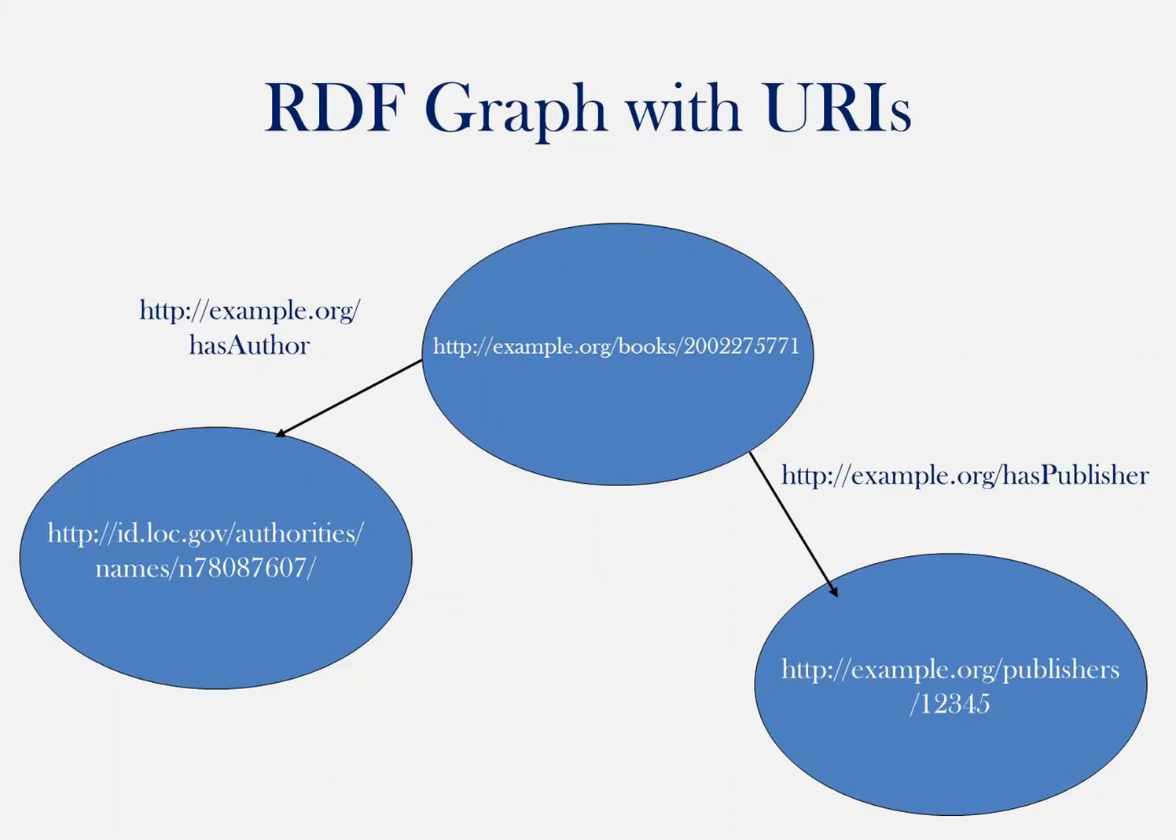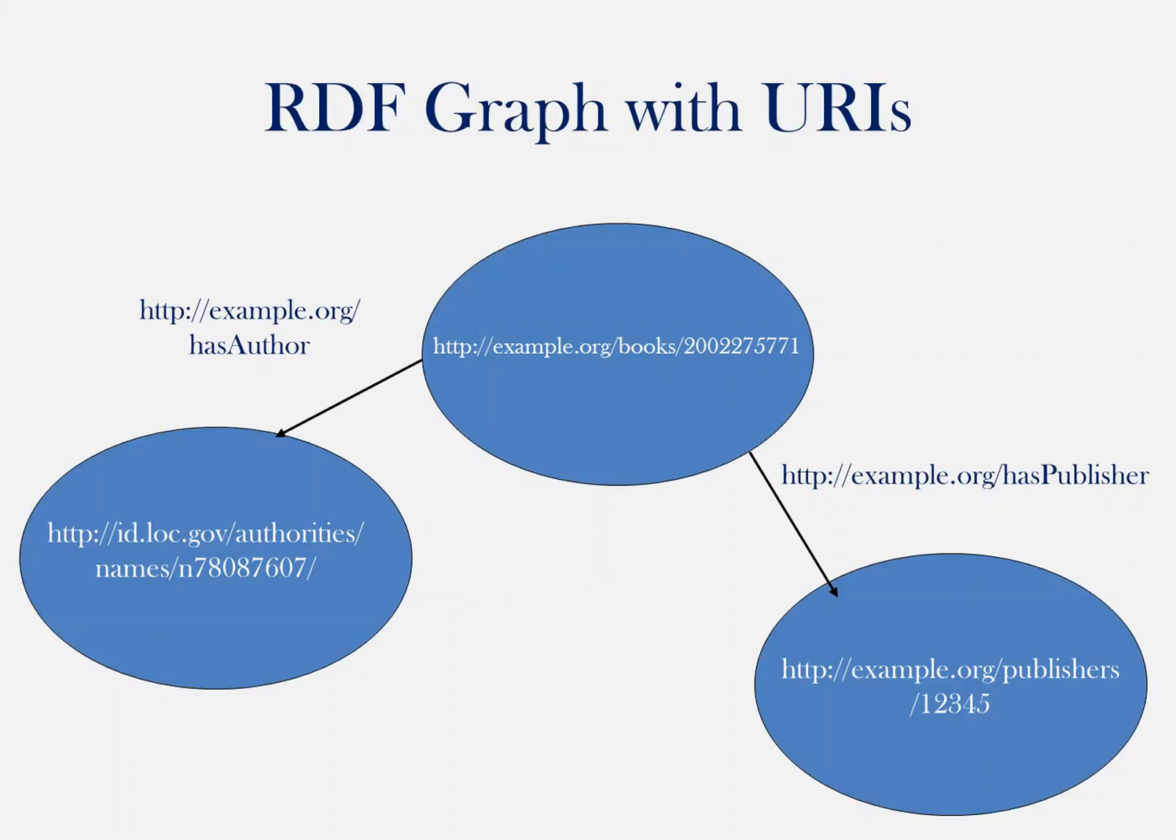on the far left, the id.loc.gov. The other ones, obviously, I made up with the example.org URIs, but the Library of Congress has made all of their authority headings available as linked data, and so that id.loc.gov URI that I have there for Charles Dickens's name is bringing in a URI from another source, which is really the power of linked data.